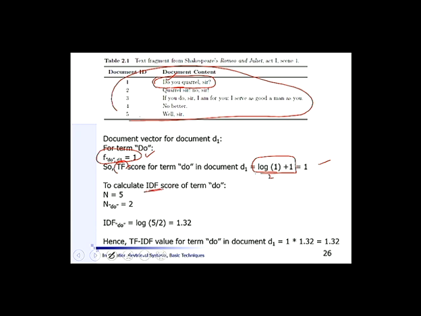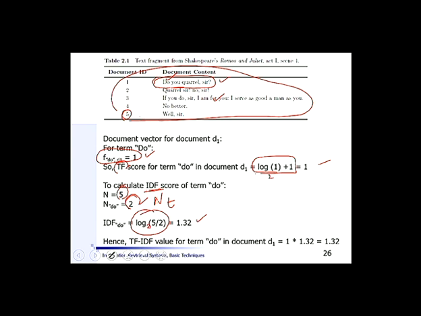And to calculate IDF for the term do, n is 5. The total number of documents is 5. And in how many documents does the term do appear? It appears in document 1 and document number 3. That's it. Documents 2, 4 and 5 do not contain the term do. So nt, the number of documents in which term t appears, is 2. So for IDF, we calculate log of n over nt and we get 1.32. Again, the base of this log is 2.